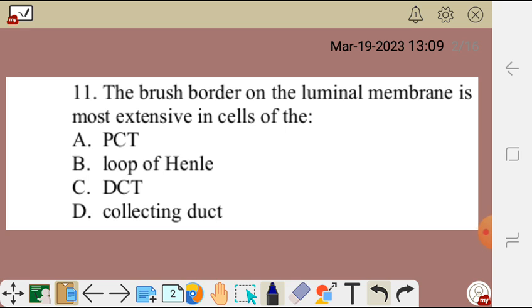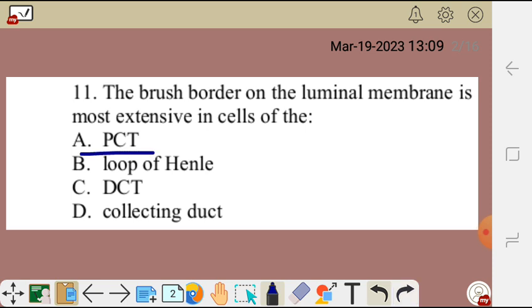Question 11 reads: the brush borders of the luminal membrane is most extensive in cells of the A, proximal convoluted tubule, B, loop of Henle, C, distal convoluted tubule, and D, collecting duct. So in which tubule or section of the nephron are brush borders found or most extensive? The correct answer for question 11 is A.